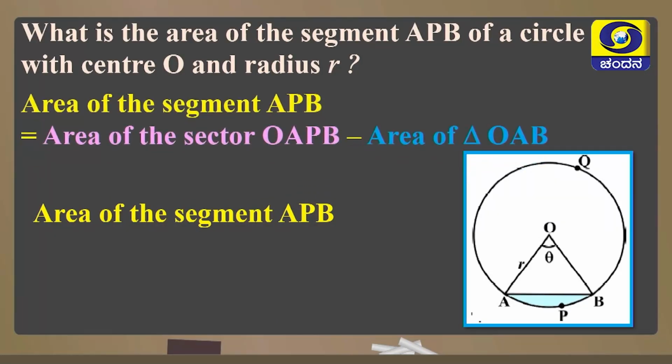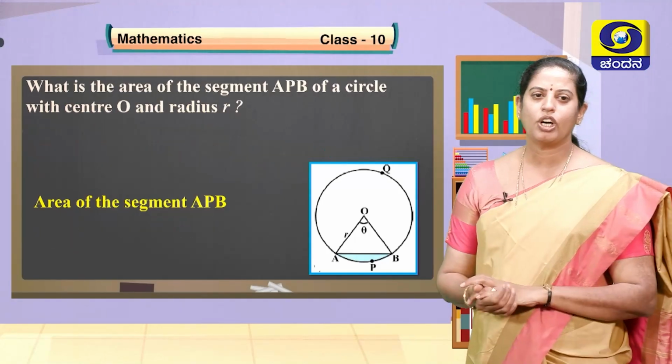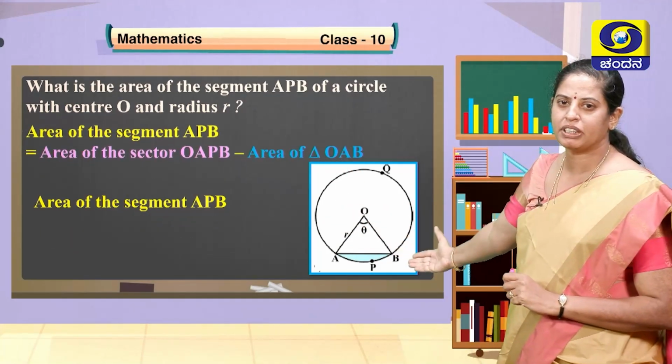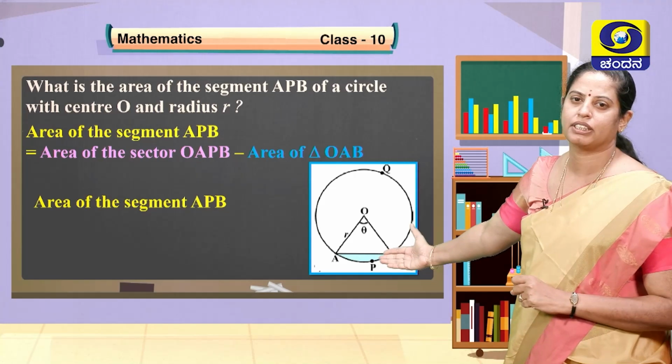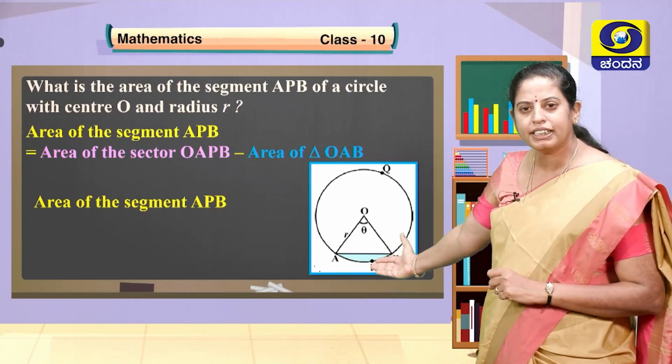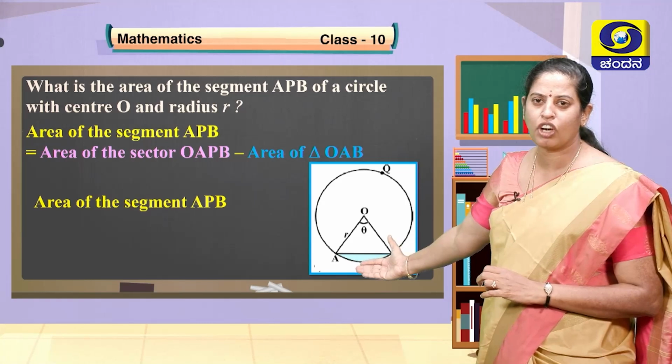With a radius r and angle theta. Yes, you are right. The area of the segment APB can be calculated by subtracting the area of triangle AOB from the area of sector OAPB. So, how do we find the area of the segment APB? Yes, this is a minor segment. To find the area of this minor segment, what do we have to do?